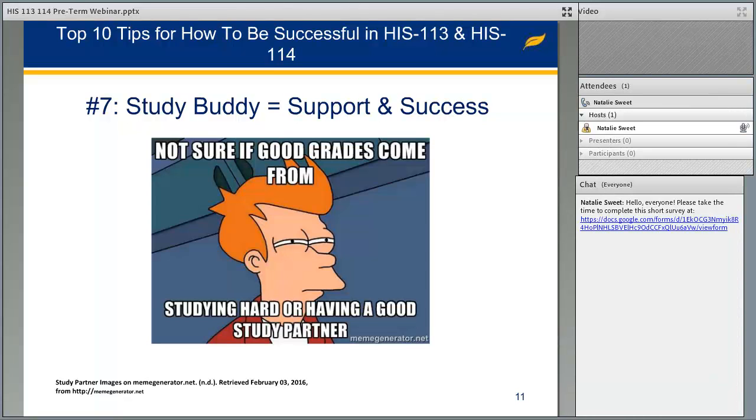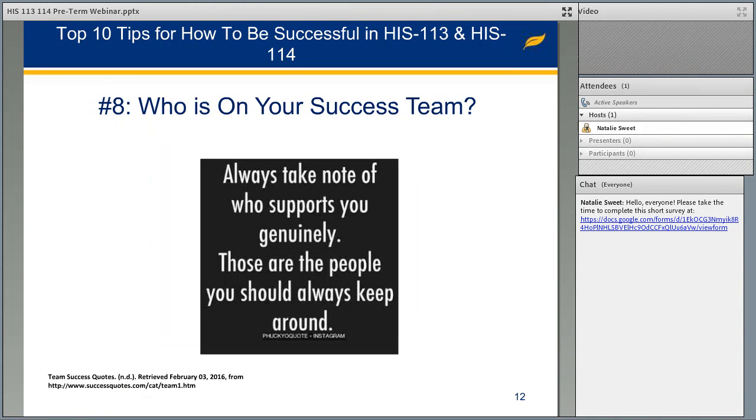And you can make a study buddy on our Learning Community page. You can simply post, hey, I'm looking for a study buddy, anyone interested? And then you two can work together throughout the term to really provide that added support for one another. That study buddy can actually be a part of your success team, which brings us to point 8.